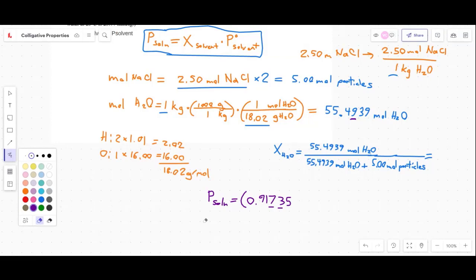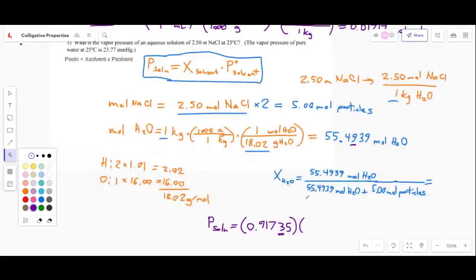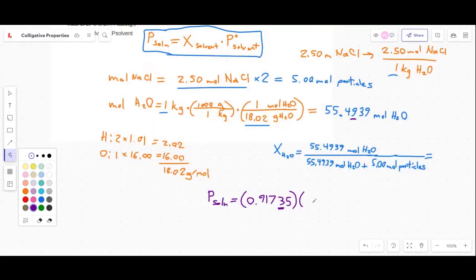What? Bet you weren't expecting that. What a twist. Indeed. The mole fraction is 4 sig figs, actually. And the vapor pressure up here, it gives us 23.77. So my answer is going to have 4 sig figs. It makes a difference.